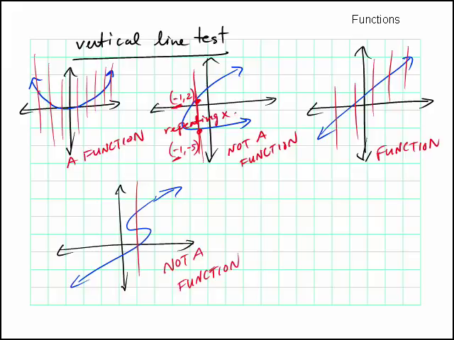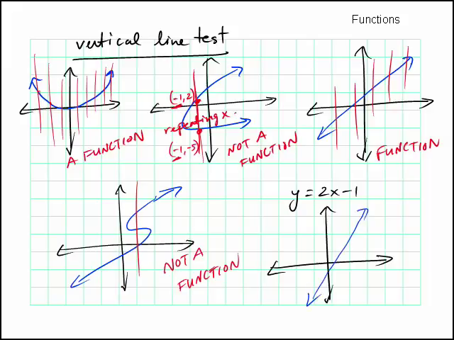What if I give you an equation such as y equals 2x minus 1? Function or not a function? Well, if you were to graph it, and we know how to graph lines already, that's just a line that looks like that, and it would indeed pass the vertical line test, and so this is a function. Okay, so that's how we use the vertical line test to tell if we have a function or not. Let's talk more about domain and range now.